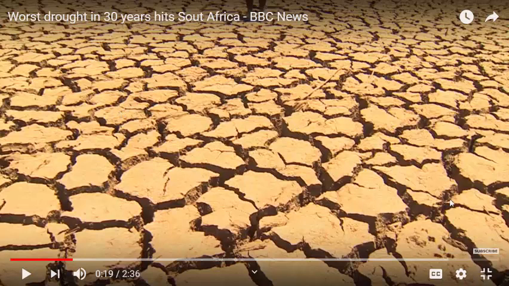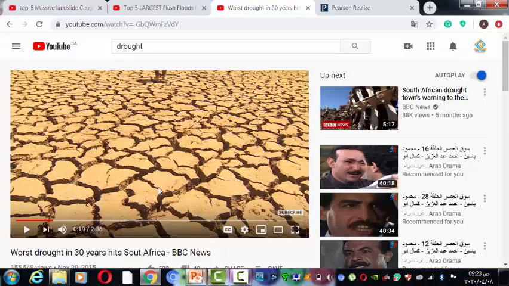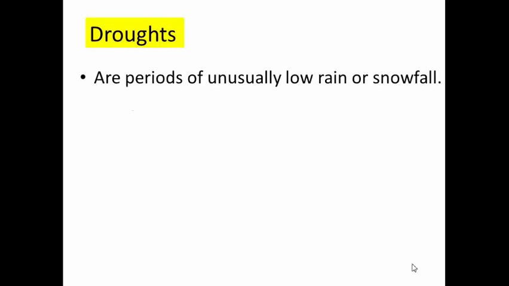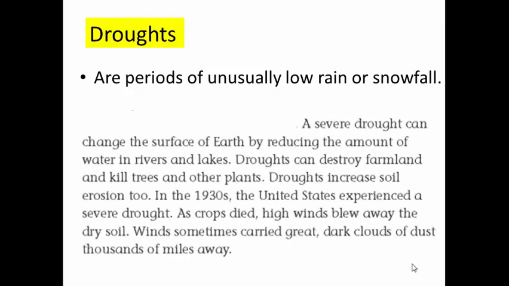Now I think that we understand the meaning of drought. Let's get back together to our topic. Finally, droughts are periods of unusual low rain or snowfall. Here we have an important paragraph in your science book about drought, and we'll read it slowly to understand together. A severe drought can change the surface of the Earth by reducing the amount of water in rivers and lakes.